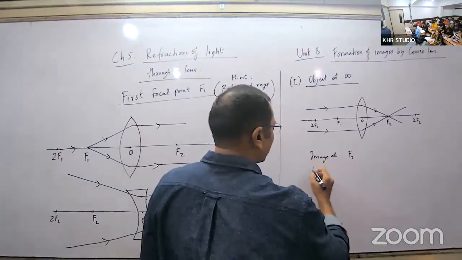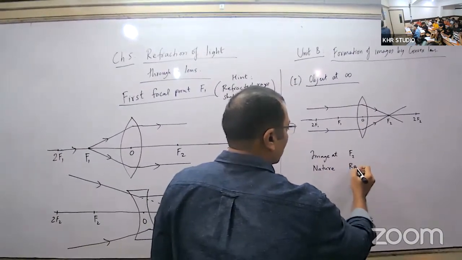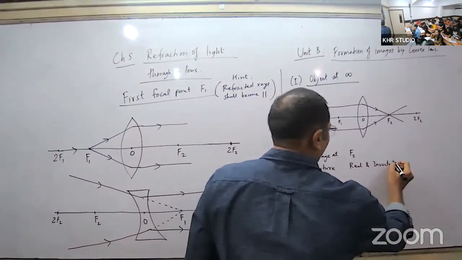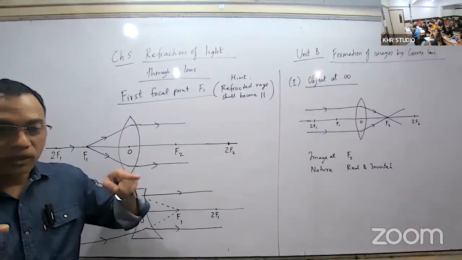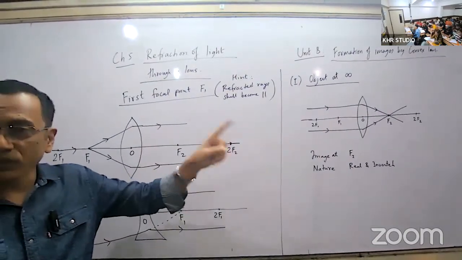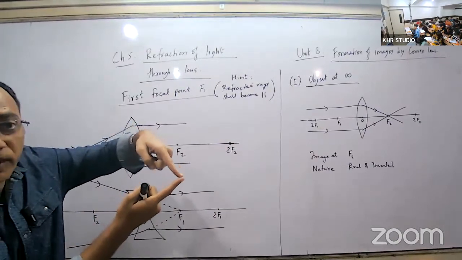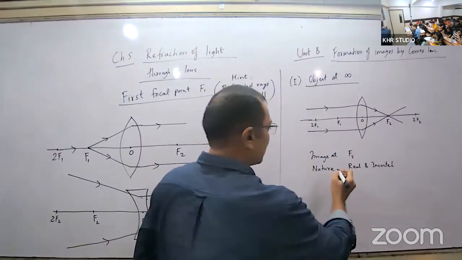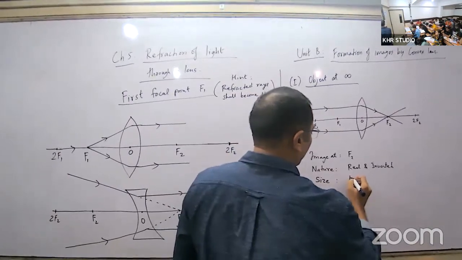Okay. So now image at F2. What is the nature? Real and inverted. Why real and inverted? Because the rays are physically meeting after refraction. That is the condition for real image formation: after refraction, the rays should physically meet. Wherever they are meeting, that is the point where the image is formed. So that's the nature. What about size? Highly diminished.